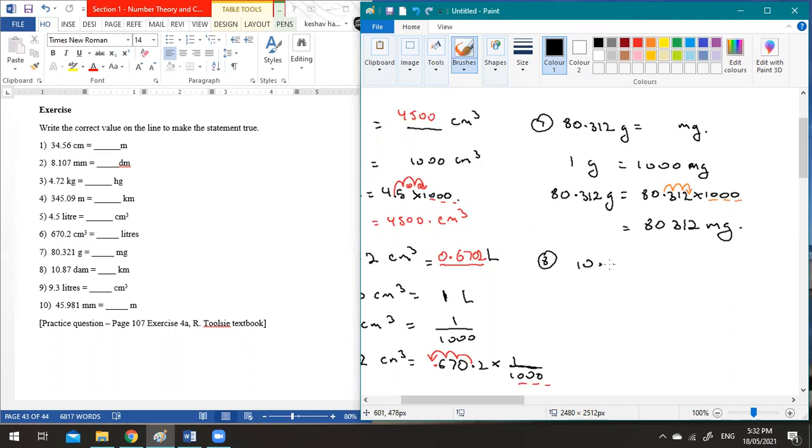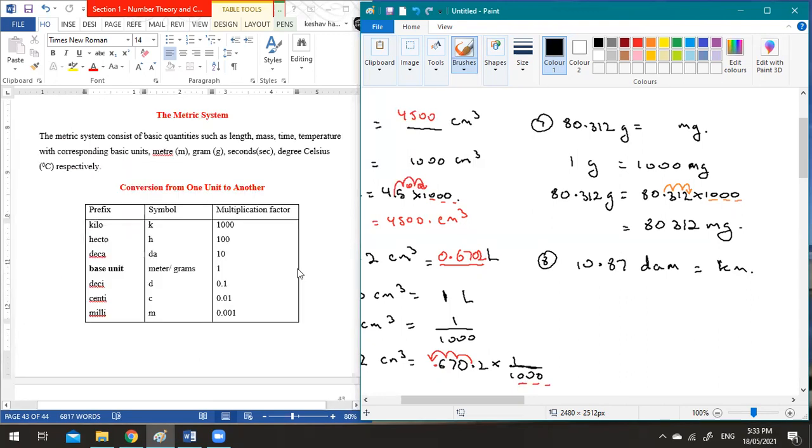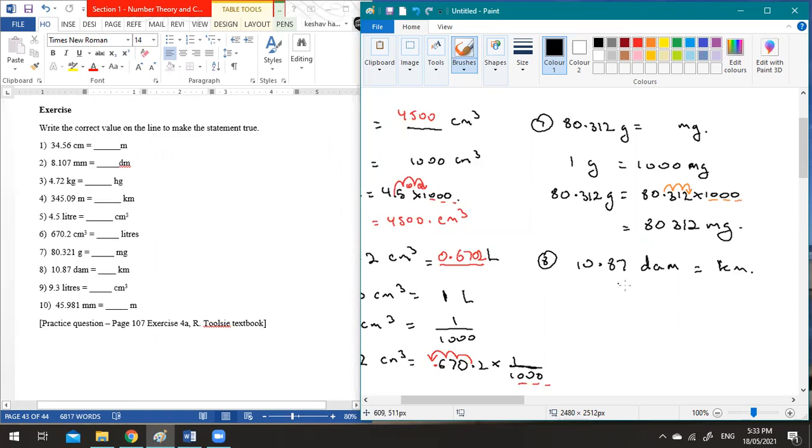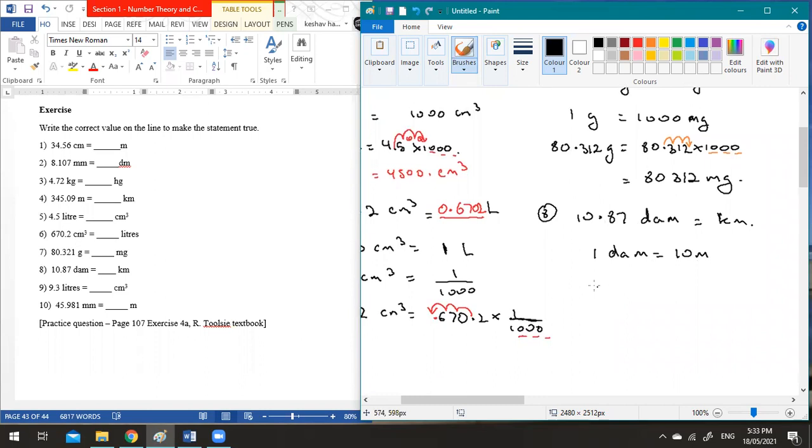Number 8, 10.87 decameters. DAM, right? So it's not deci, deci is deca. And you want it into kilometers, right? Now, you have to remember the conversion. So deca is 10 units. 1 decameter is 10 meters. So we had to convert it into meters first. So 10.87 decameters will be 10.87 multiplied by 10. Because it's 10, we move it 1 decimal place.